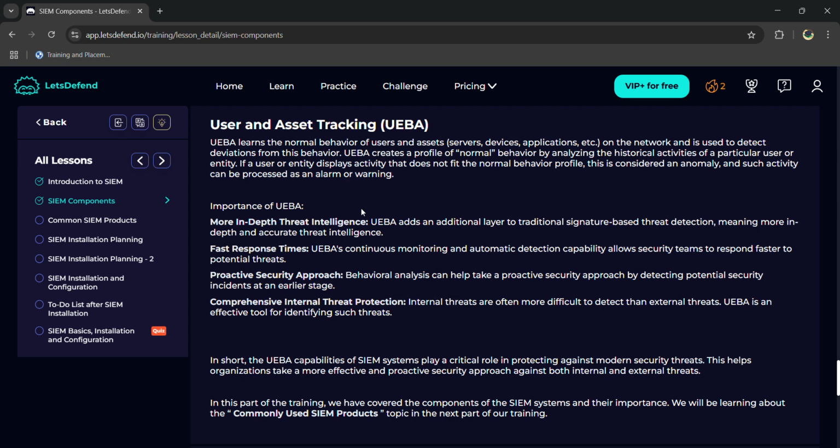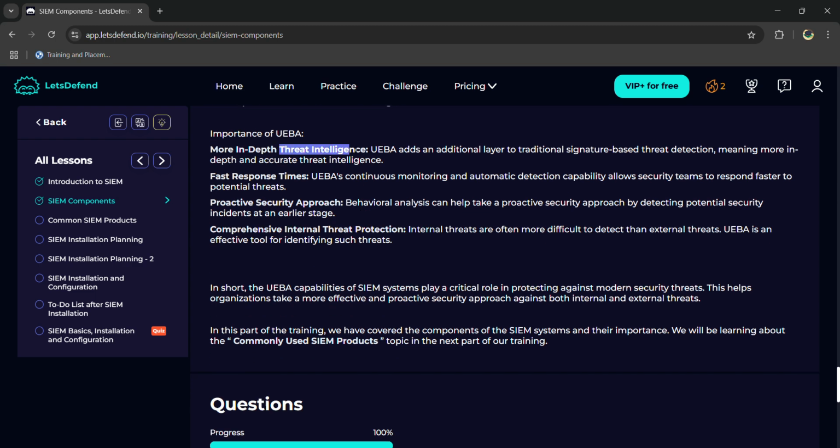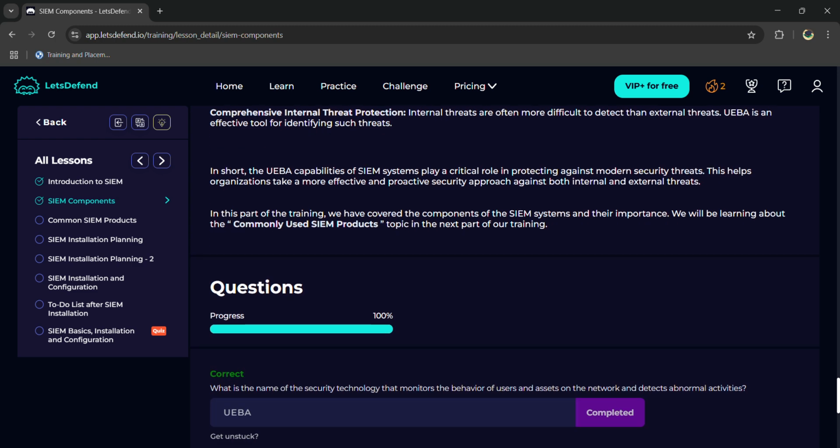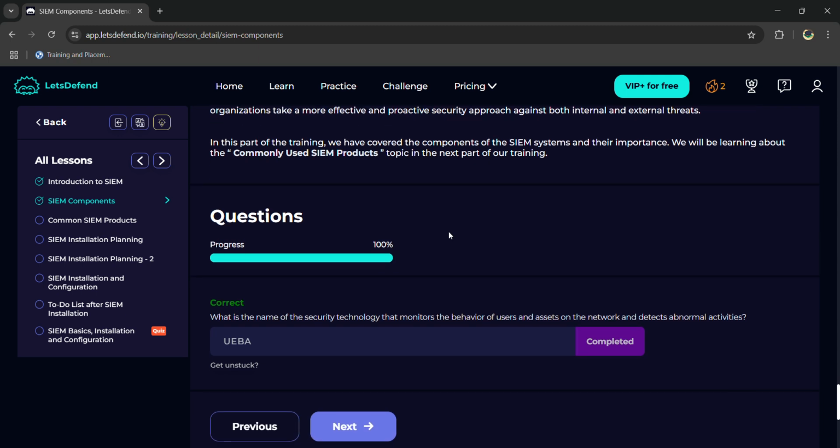UEBA learns the normal behavior of users and their assets on the network, and this is used to detect deviations from this behavior. So this creates a profile of normal behavior by analyzing the historical activities of a particular user, and if a user displays activity that does not fit their normal behavior, this is considered an anomaly. So the importance is we have more in-depth threat intelligence, fast response time, a proactive security response and approach, and comprehensive internal threat detection. This capability plays a critical role in protecting against modern security threats, and this helps organizations take a more effective and proactive security approach.